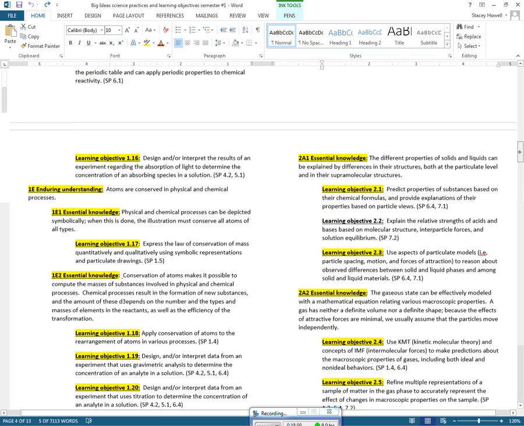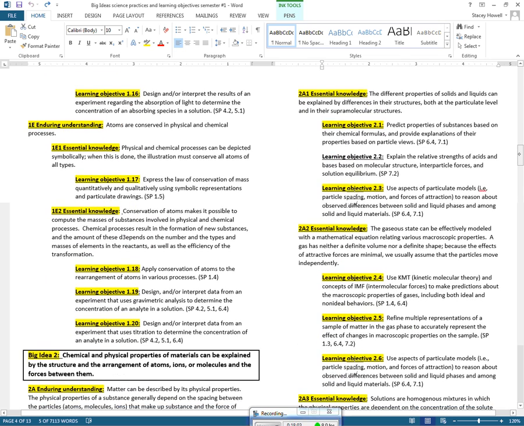So as we come up to this other side, predict the properties of a substance based on their chemical formula. Are they polar? Are they nonpolar? Explain their properties based on a particulate view. Do they have a polar side, a nonpolar side? Are they going to hydrogen bond? Are they going to have dipole-dipole? Are they going to have LDFs? What kind of bonding do they have?